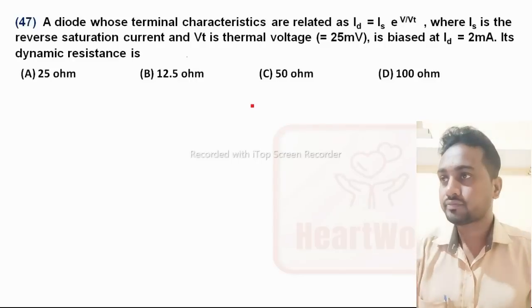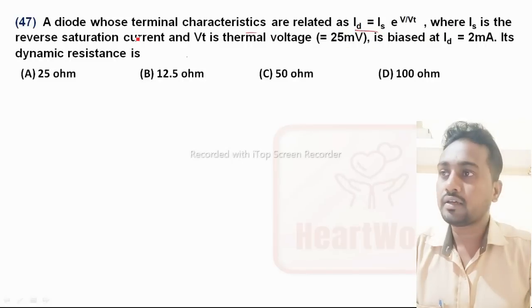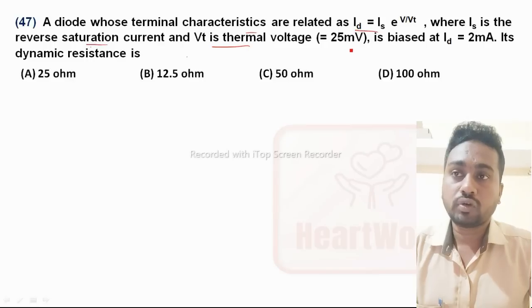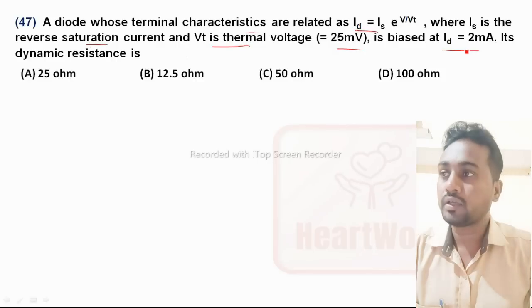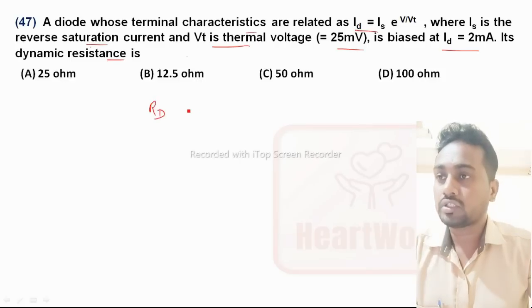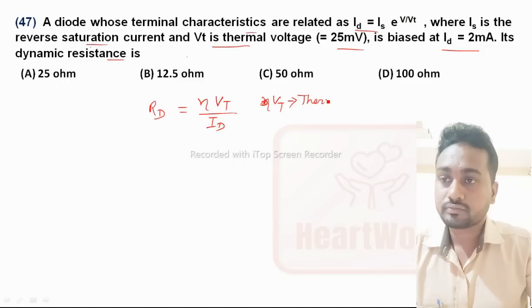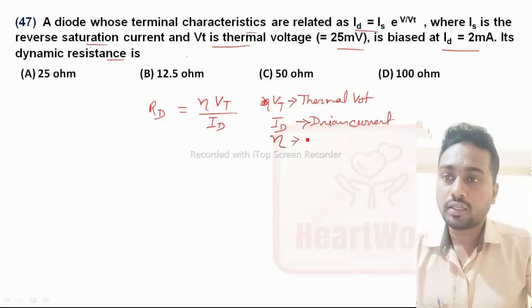Answer D. Okay. Next, a diode whose terminal characteristics are related as shown, where Is is the reverse saturation current and Vt is the thermal voltage, equal to 25 millivolt, is biased at Id equal to 2 milliampere. Its dynamic resistance? We have to find the dynamic resistance. Dynamic resistance and AC resistance are the same. This is rd. rd, the dynamic resistance or AC resistance, equals eta Vt by Id, where Vt is the thermal voltage and Id is the diode current, and eta is called the recombination factor.